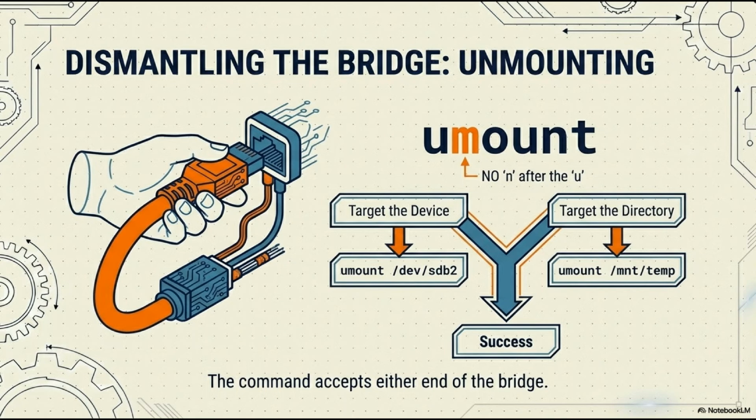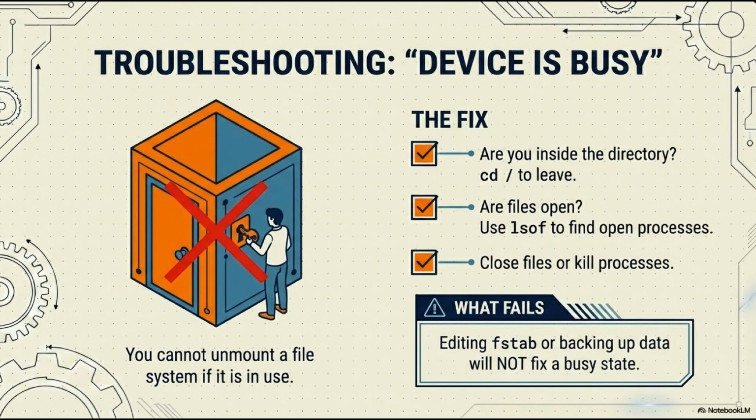But sometimes the link refuses to break. Slide 11 shows this locked box with a big red X. The device is busy error. Ugh, the bane of my existence. You try to unmount and the system just says, nope, target is busy. It feels so stubborn. Like a toddler just refusing to let go of a toy.